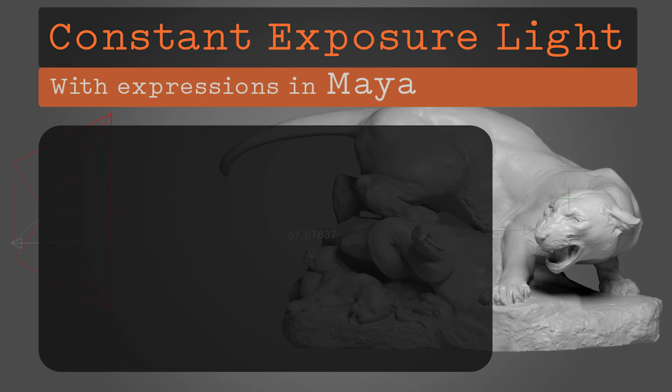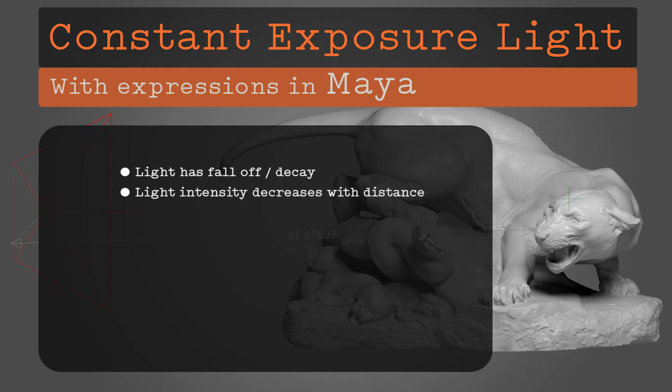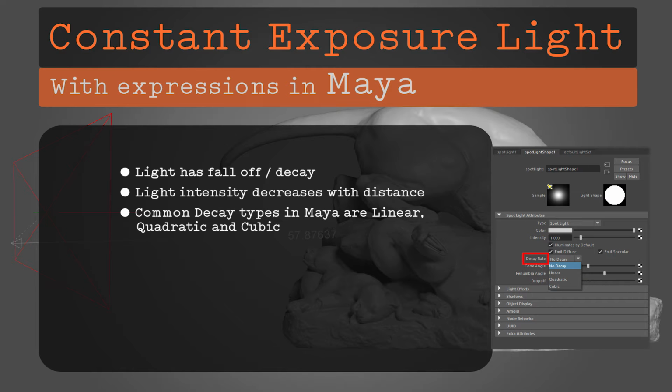You all know that light has a decay or falloff, right? That is, with an increase in distance, the intensity of the light reduces. And in Maya, if you check the default lights, you can see there are a few types of decay rates available, mostly in the point light, spotlight, and the Maya area light.